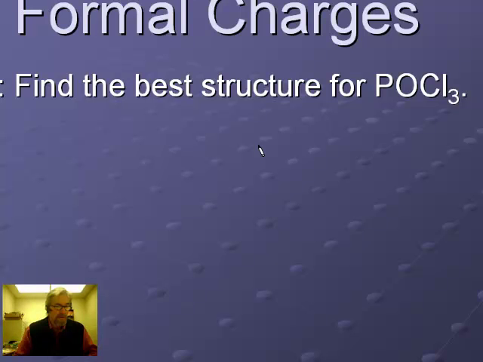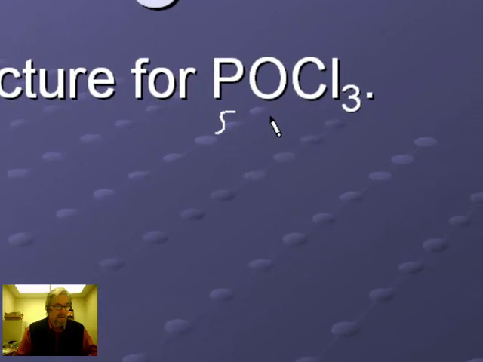Well, phosphorus is column 5, so that gives me 5 electrons. Oxygen's column 6, there's 6 more. And then 3 7s for the chlorine gives us 21. So when you add this all up, you get 32 electrons in your structure.